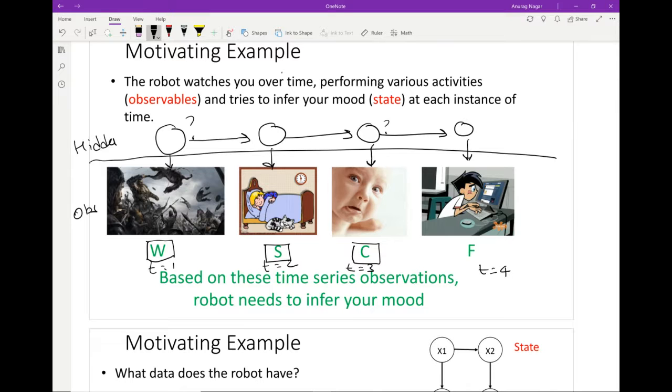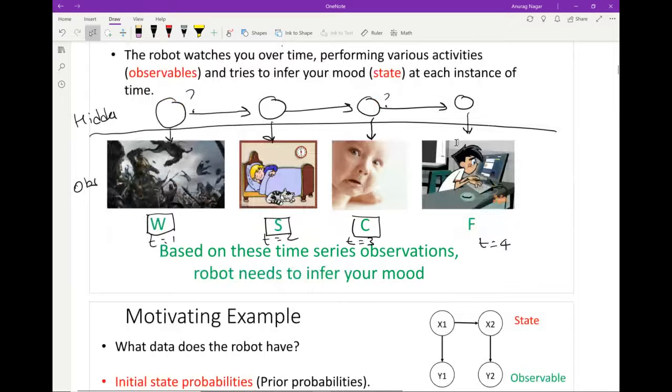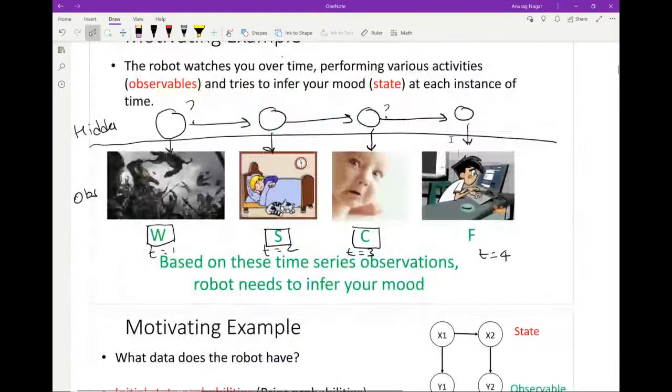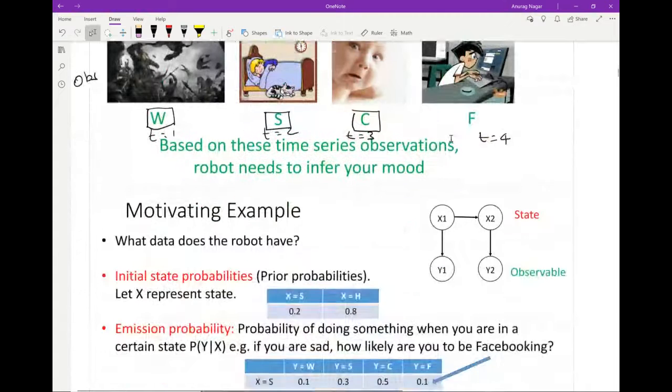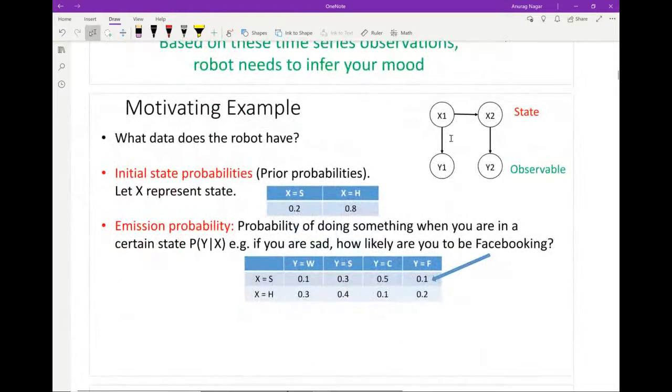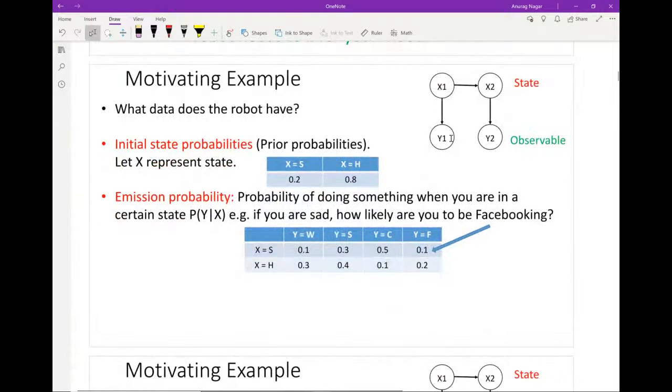Now I can ask you, what is the likely hidden state at each point? There will be some technique to figure that out. Now, that is great. We have this observable. What data are we given in a hidden Markov model? What data does the robot have?